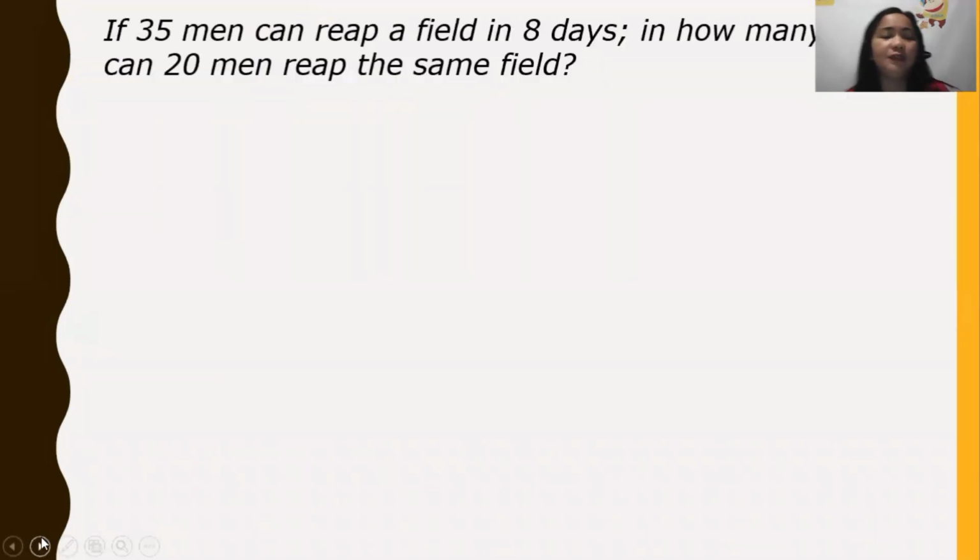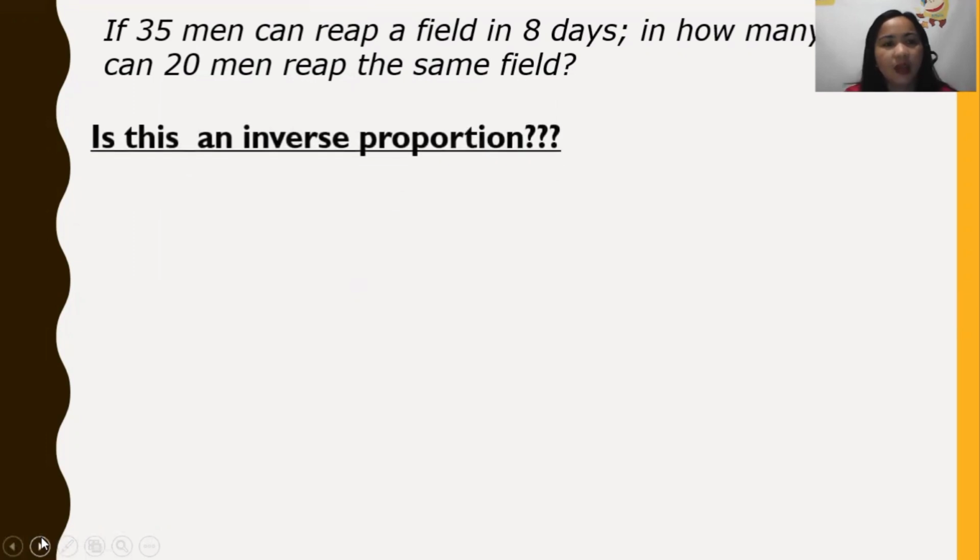If 35 men can reap a field in 8 days, how many days can 20 men reap the same field? Now, kung mapapansin nyo, yung una nating given, tignan natin. Is this an inverse proportion? The question is that. Okay, yes, it is an inverse proportion.